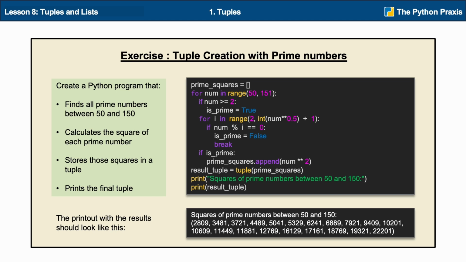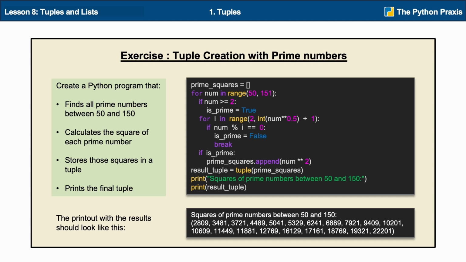Then we start a for loop. This loop goes through every number from 50 inclusive all the way up to 150 exclusive. Each of these numbers will be checked to see if it's prime. In the next 2 lines we set up a condition. If the number is at least 2, we assume at the start that it's prime. We do that by assigning to the Boolean variable isPrime the value true. We'll test this assumption in the next step.